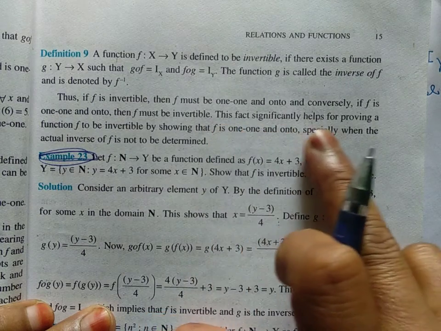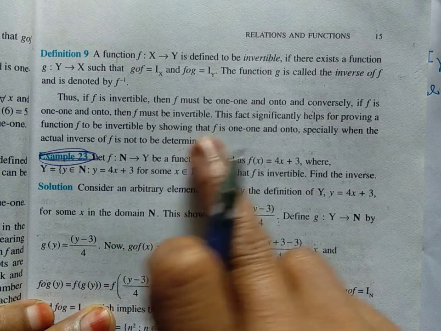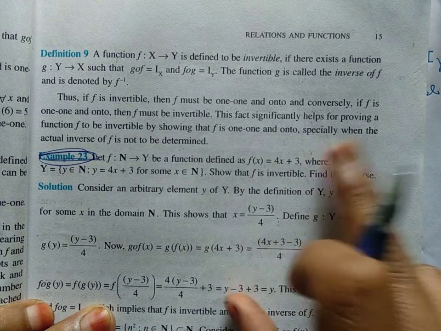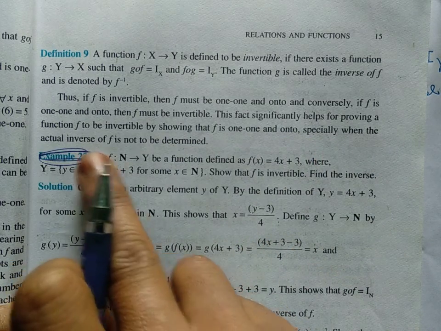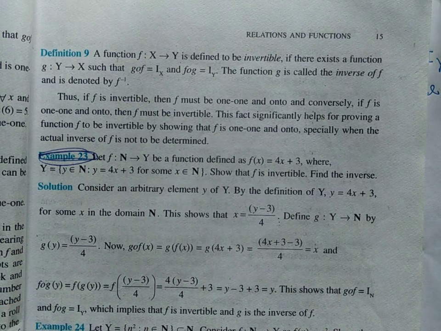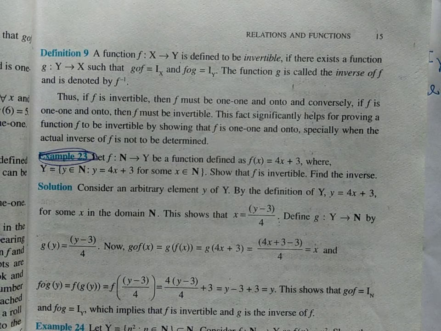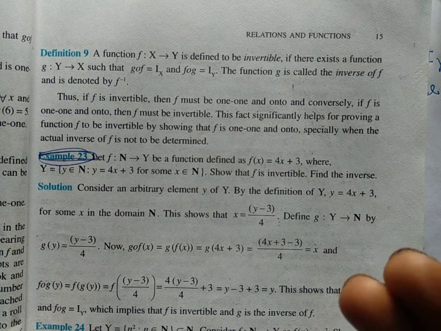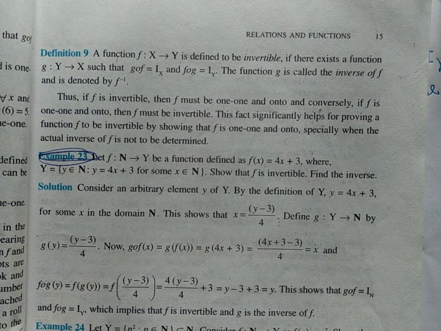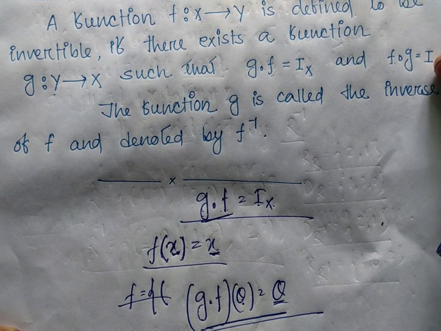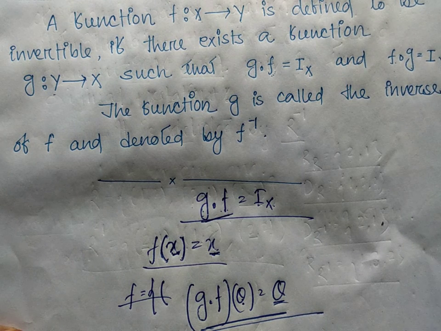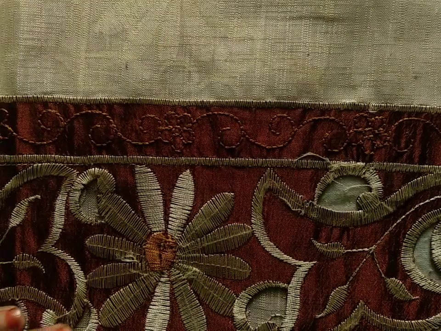This fact significantly helps in proving a function f is invertible by showing that f is one-one and onto, especially when the actual inverse of f is not to be determined. Whenever the actual inverse of the function is not to be determined, we can easily use the one-one and onto property, checking the function is one-one and onto, to find out the invertibility of that function. But if we have to find out the actual inverse of the function, we'll try to use the composite of the function. Okay, one specific line is there in your textbook. That means whenever you have to find the actual inverse of that function, we'll try to use the composite of two functions property. So let us discuss one specific question.